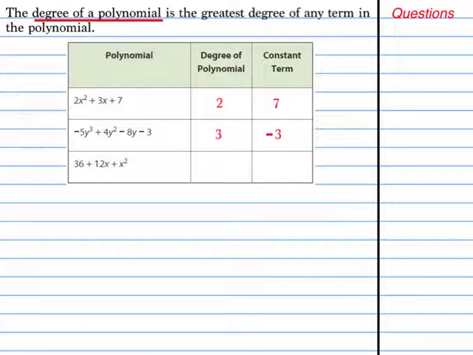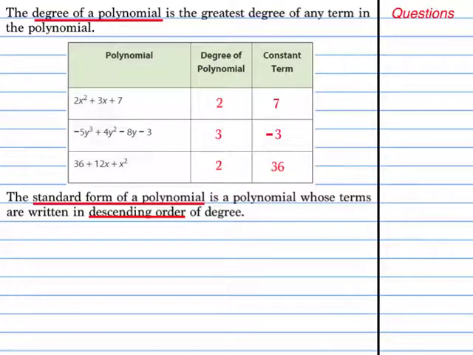Now let's look at our last one, and once again, looking for that greatest degree, we're going to see 2. And then for our constant term, looking for that unattached number, and that would be 36. So we not only want to be able to find the degree of a polynomial, we also want to be able to find the standard form of a polynomial. And that's going to be a polynomial whose terms are written in descending order of degree.